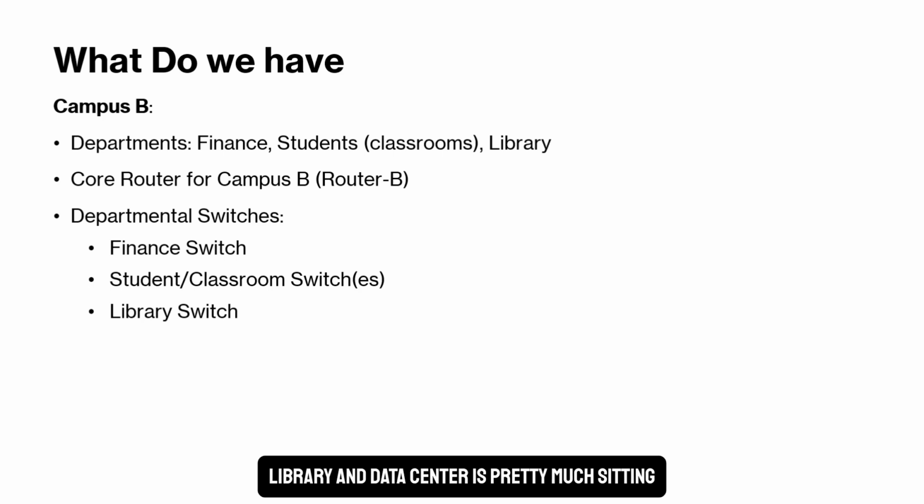The data center is pretty much sitting in campus A, which is not really a data center. Think of this as a main closet with probably a couple of servers that's been named as data center, right? And then you have some printers that are being shared. It doesn't matter where you are, as long as you're within the campus, you should be able to print to it, but not outside. Straightforward.